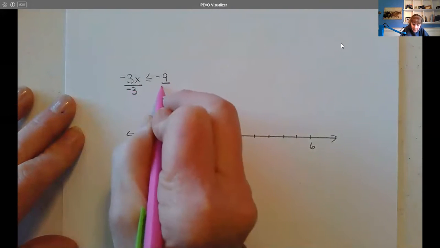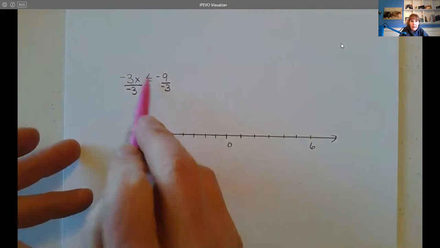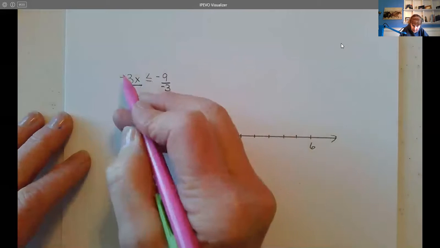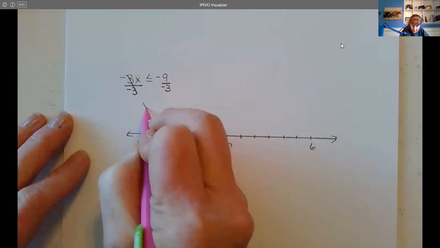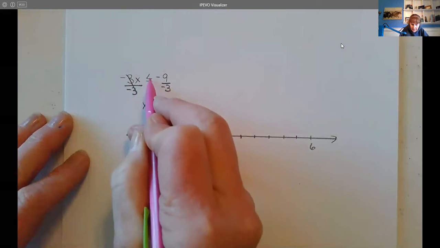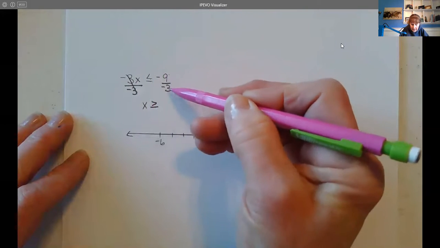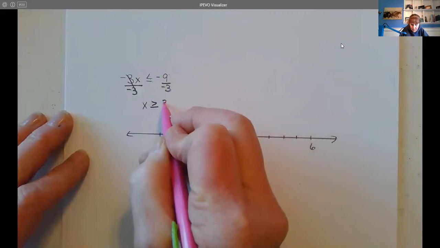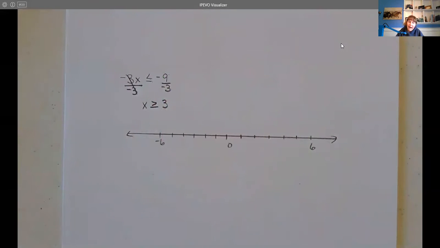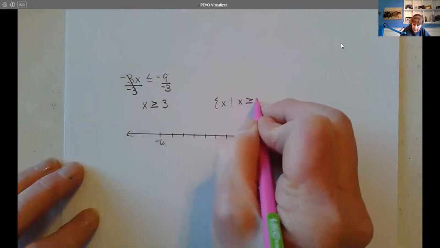And you'll just need to remember this is the only time it's not treated like an equal sign. Otherwise, it's just an equal sign as you're solving it. Because I'm dividing by a negative, I'm going to flip this inequality. -9 divided by -3 is +3. So my solution is all x's that are larger than or equal to 3. The set of all x's such that x is greater than or equal to 3.